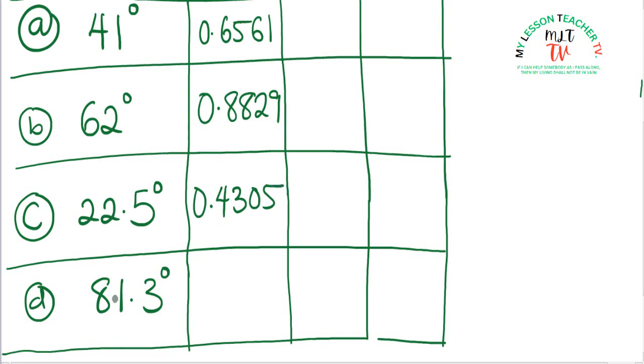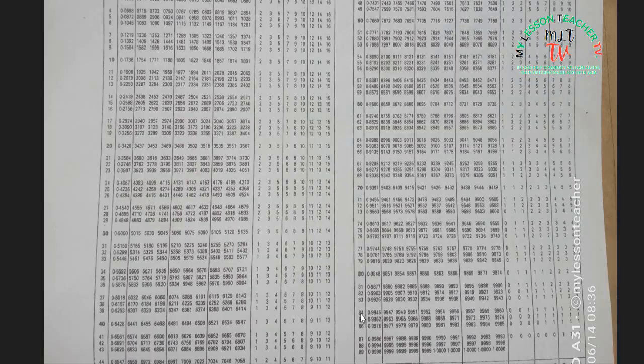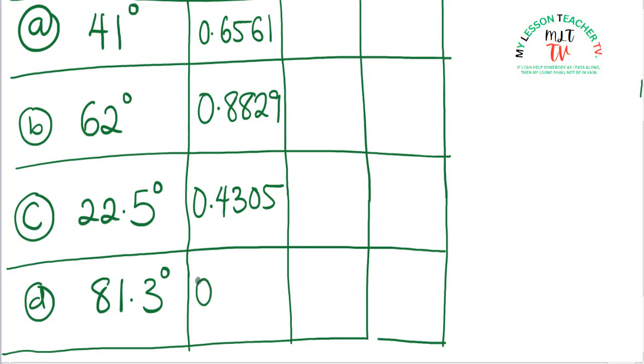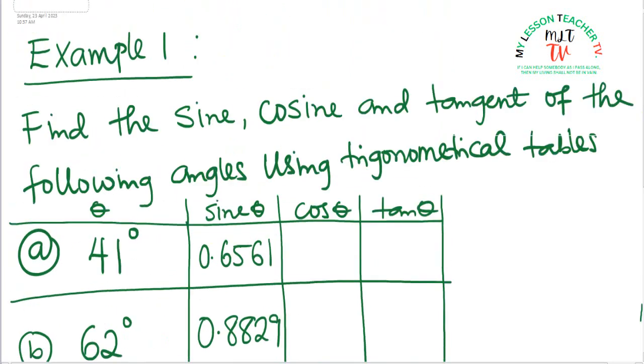And the last but not the least, we are asked to find the sine of angle 81.3. Going back to your table, you are going to look for 81 under 3. If you trace it, this is under 0, under 1, under 2, under 3. 81 under 3 is said to be 0.9885. So this is sine theta for the various angles.